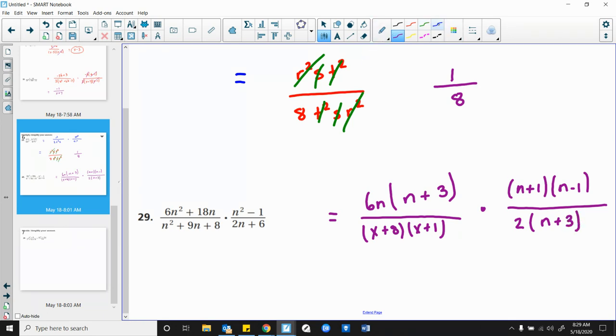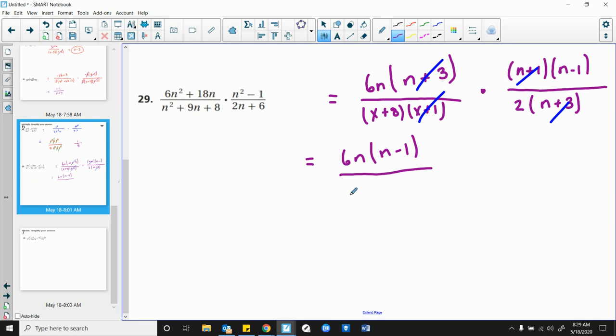Okay, now we can start the canceling. My n plus 3 and my n plus 3 are going to cancel. My n plus 1 and my n plus 1 are going to cancel. That doesn't leave me with anything left. Okay, so in this case here, whatever is left, I'm going to cross multiply. So 6n and n minus 1 become 6n, n minus 1, and x plus 8 and 2 become 2 and x plus 8.